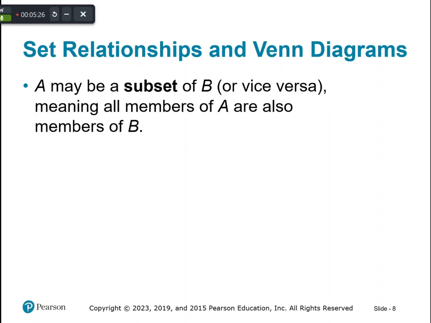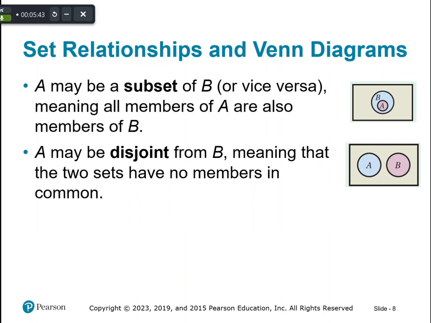All right, so let's talk about those Venn diagrams we just looked at. A may be a subset of B, or B could be a subset of A, meaning all the members of A are also members of B, like we saw with the whales that are a subset of mammals. A may be disjoint from B, meaning that the 2 sets have no overlap or no members in common, like the fish and the mammals.